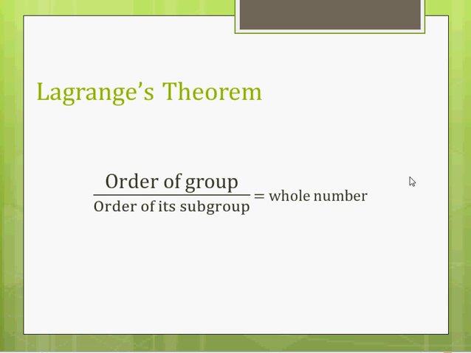Basically, all it says is the order of a group divided by the order of one of its subgroups is a whole number. In other words, the order of the subgroup divides the order of the group. So if the order of the group is 12, then the order of one of its subgroups has to be something that goes into 12: 1, 2, 3, 4, 6, or 12.